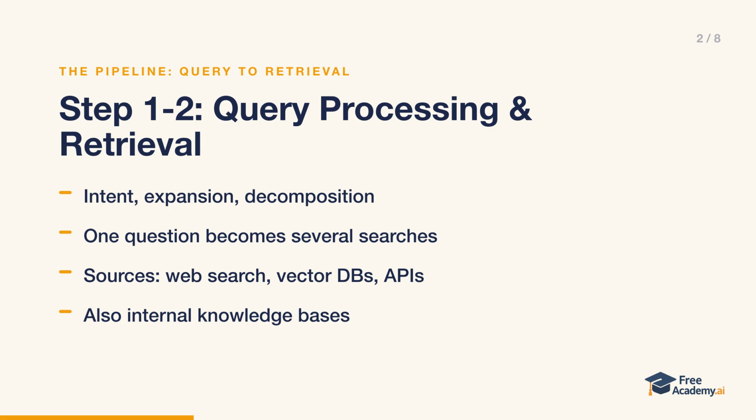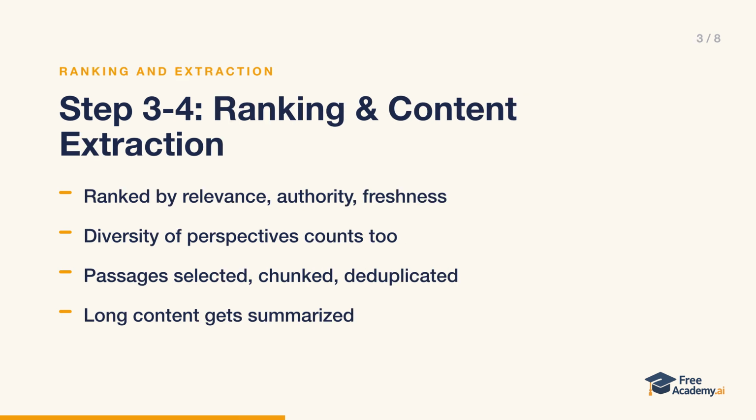Those queries are then sent to information sources. That can be web search engines like Google and Bing, vector databases for semantic search, specialized APIs like academic databases, and news feeds or internal knowledge bases. Once results come back, the system decides what is worth using. Retrieved content is ranked on several signals. Relevance, meaning how well it matches the query. Authority, meaning how trustworthy the source is. Freshness, meaning how recent the content is. And diversity, meaning whether multiple perspectives are represented.